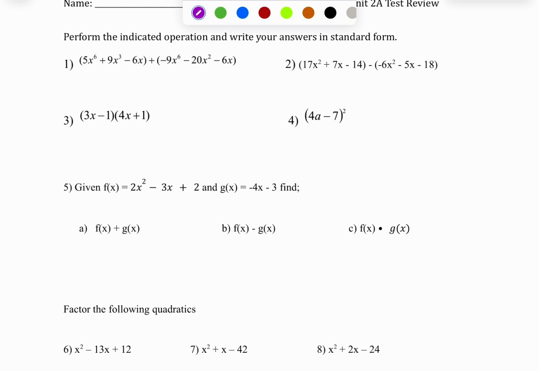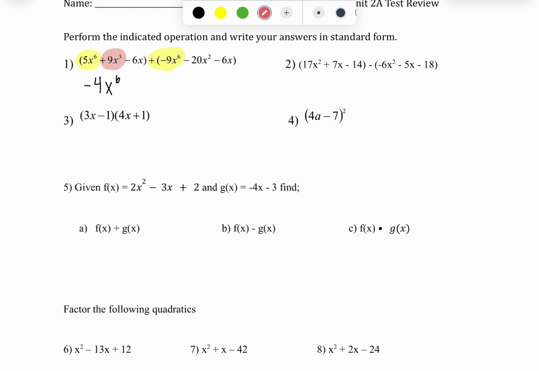So the first one, we got to make sure that when we're adding or subtracting, we're only combining like terms. And like terms means that like 5x to the 6th can combine with negative 9x to the 6th because they both have an x to the 6th in them. So 5 plus negative 9 is going to be a negative 4, and then x to the 6th.